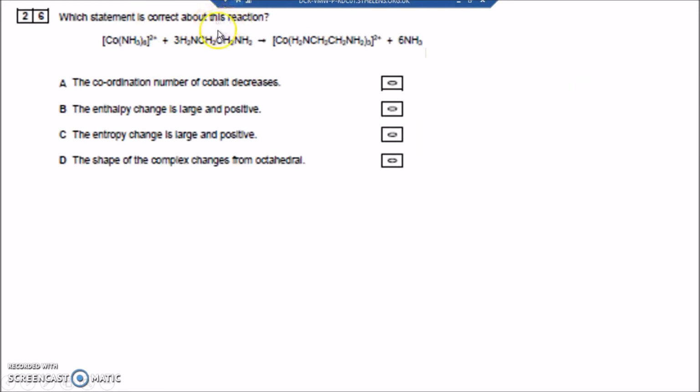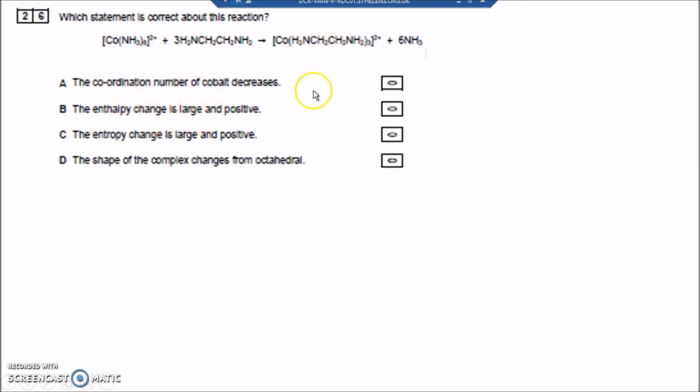Which statement is correct about this reaction? The coordination number of cobalt decreases. Well, you might think so from it going from 6 down to 3, but this is a bidentate ligand. It means that each forms 2 coordinate or dative bonds with the Co. So this bidentate ligand, 2 coordinate or dative bonds from each of the 3, still has 6 coordinate or dative bonds amongst those 3 ligands. So the coordination number stays as 6 because that's a bidentate ligand.